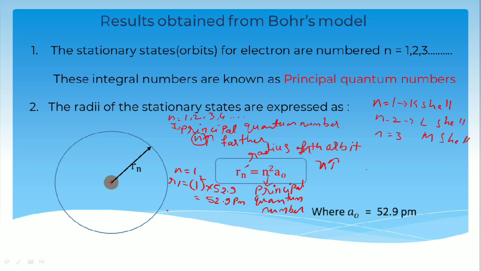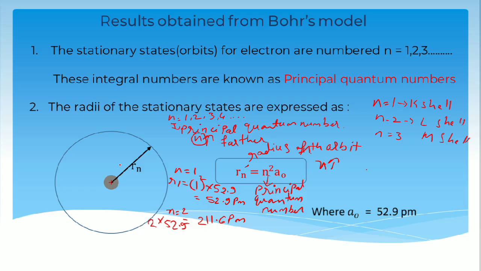When n is 2, it will be 211.6 picometer. So that is 2 squared into 52.9. Okay. So you can calculate for n equals 3. Now you can see that the radius increases rapidly as we move to the higher orbits.